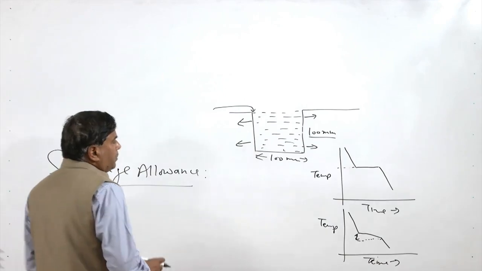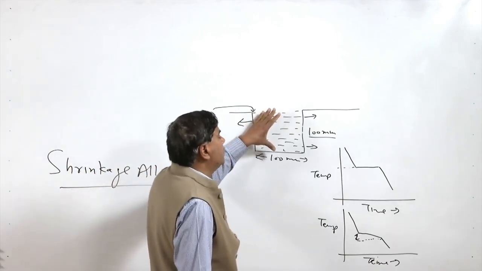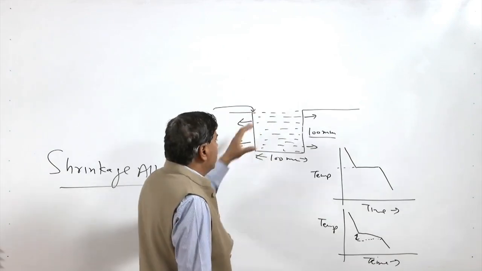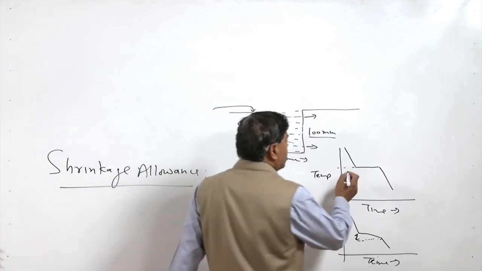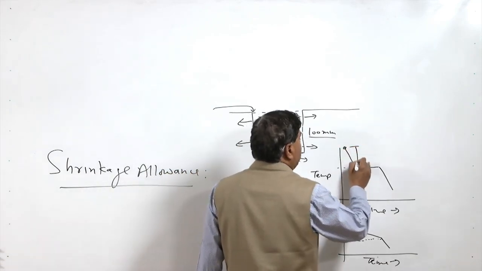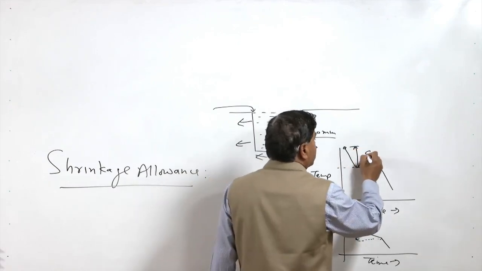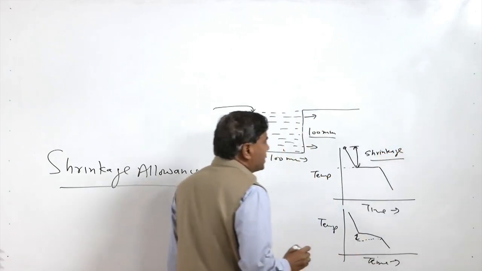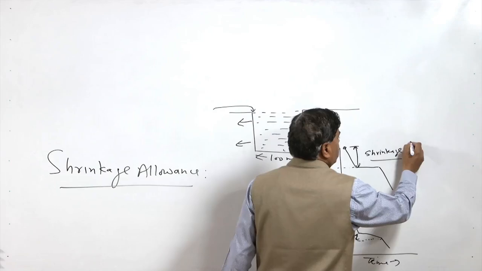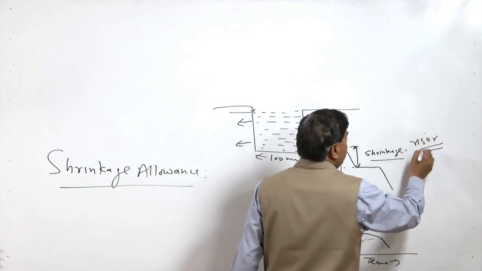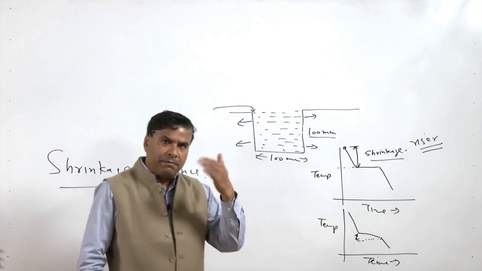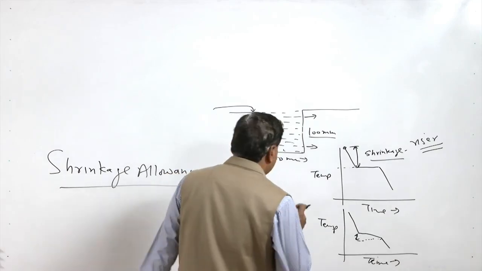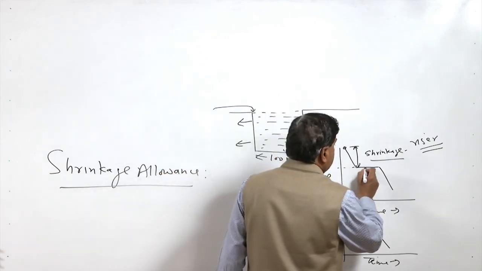So, due to the reduction in temperature of the molten metal, the liquid metal first shrinks. This shrinkage, which occurs due to the drop in temperature in the liquid state of the molten metal, is one type of shrinkage, and to take care of it we have the riser. The shrinkage of the liquid metal is taken care of by the riser, because the riser is capable of feeding the liquid metal to the mold cavity wherever this kind of shrinkage is occurring.